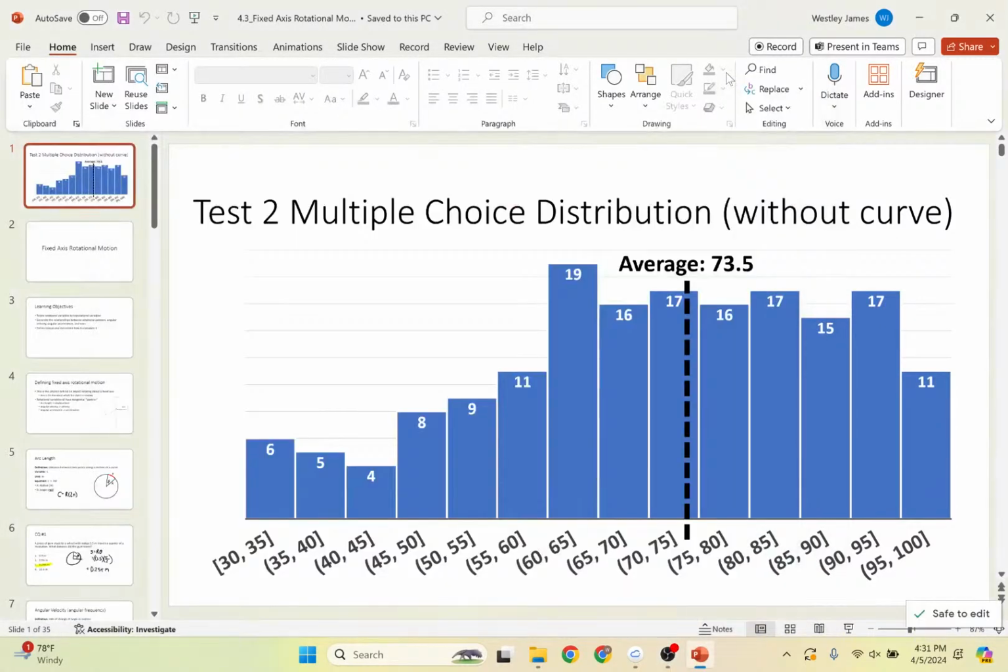No, this should be the same one. There's a 3-point curve, so that's nothing new.